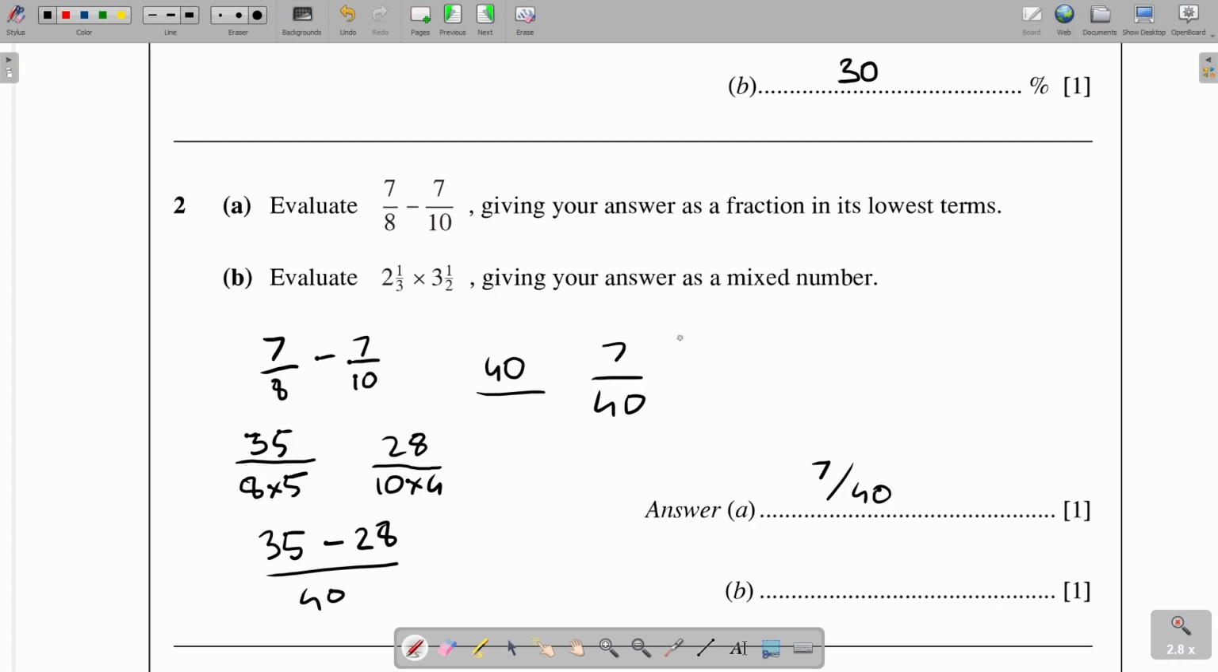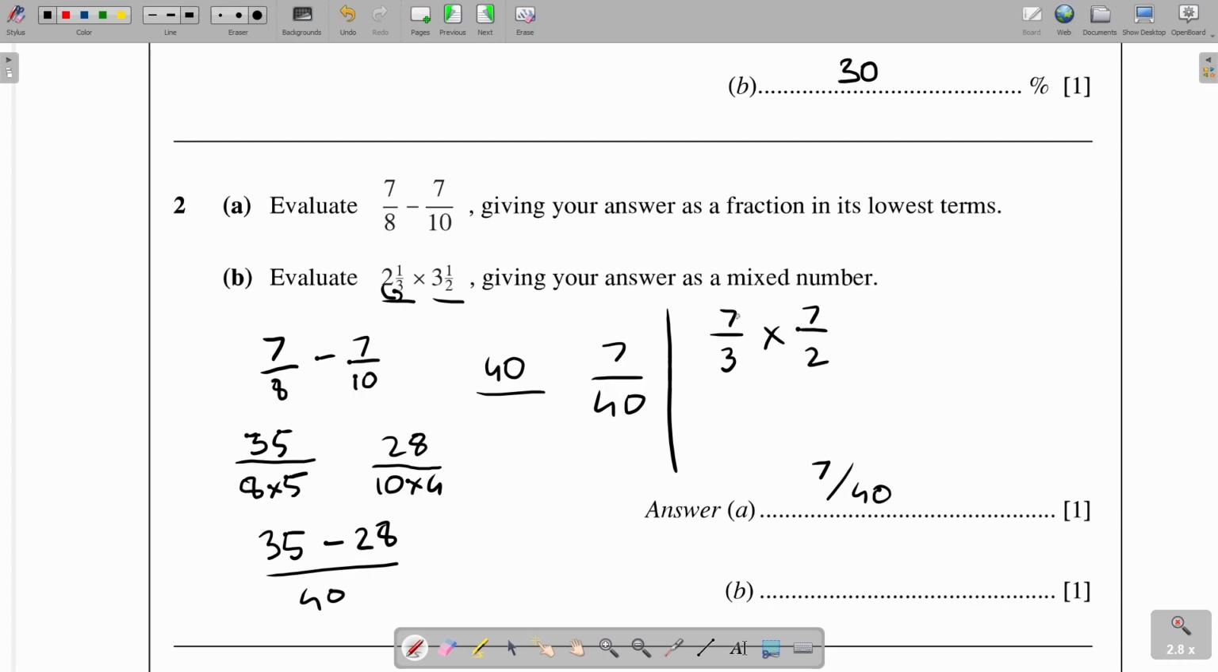All right, and then B is evaluate this multiplied by this, giving your answer as a mixed number. All right, so first I'm going to convert these mixed numbers back into just fractions. Sorry, right now this is a mixed fraction and I need to convert it into a normal fraction. So to do that, we take the wholes and multiply by the denominator and then add what's up there. So 3 2s are 6 plus 1, that is 7 over 3. This would make 2 wholes 1/3, multiplied by 2 3s are 6 plus 1, that is 7 over 2.